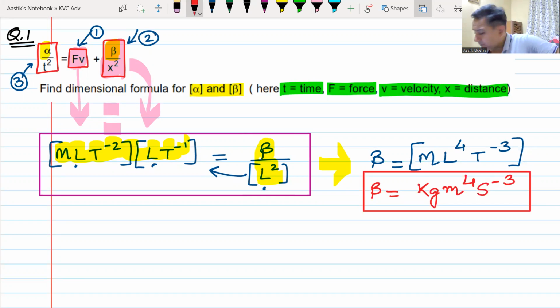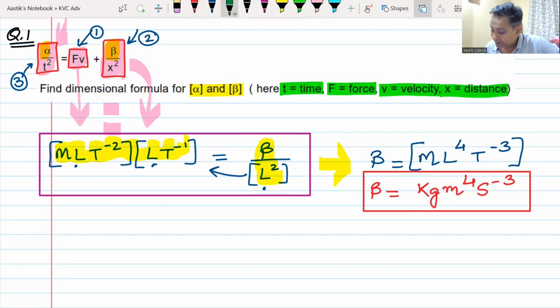That was about beta, the unit and dimension of beta. How are you going to get the dimension of alpha? Remember, alpha is on the left hand side. It's a dimensional equation. So the dimension on the left hand side must also be the same as the dimension on the right hand side.